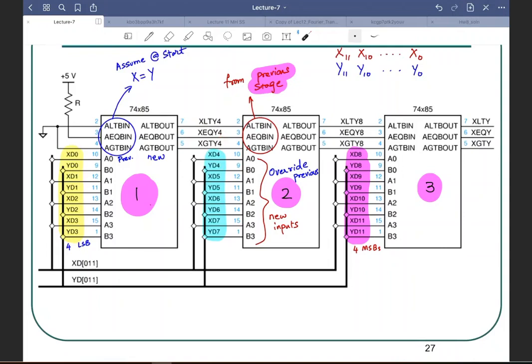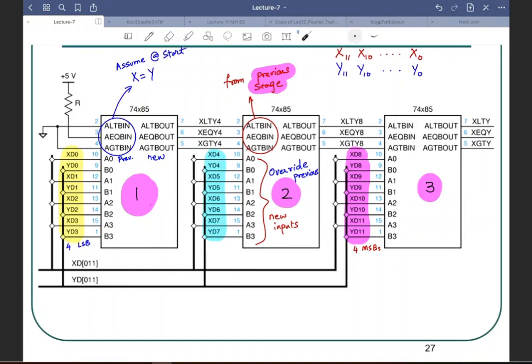I hope that is making sense. It treats the inputs from the previous stage as a tiebreaker. Yes, absolutely. So if earlier it was equal and here it was greater, then the new outputs will be greater, not equal, not less than. And of course, the outputs are mutually exclusive. Only one of them can be active. So it is treating the previous stage as a tiebreaker, absolutely. But the new, more significant inputs will have override power in this case.